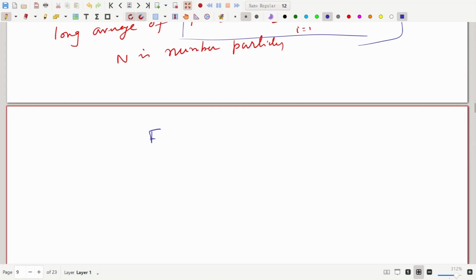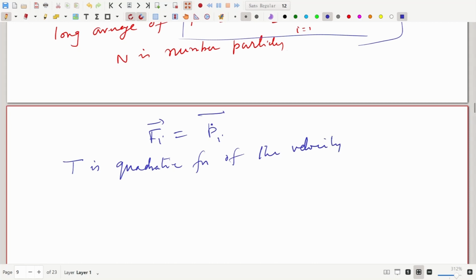So, I can write this Fi, the force on the ith particle, as the rate of change of momenta for the ith particle, and here we will assume that the kinetic energy T is a quadratic function of the velocity.